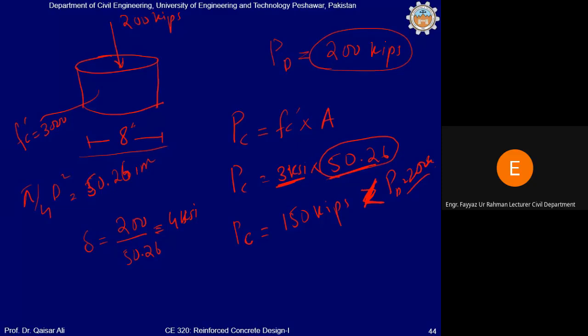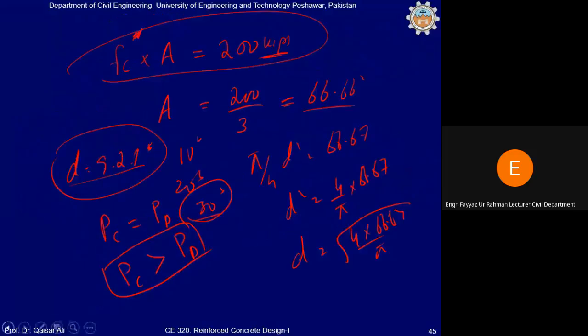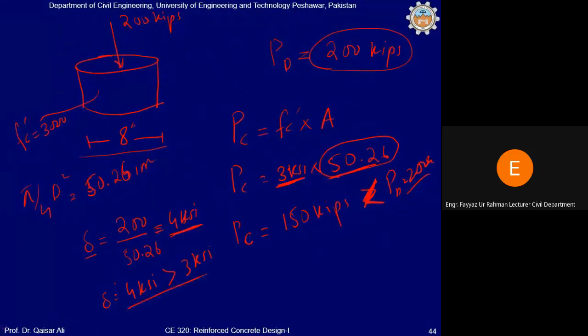Now the demand is given in the form of stresses. So I told you if the demand is given in the form of stresses, so directly you will compare it with the strength of the material. So now the stress is equal to 4 KSI, which is greater than the strength of the material, which is 3 KSI. So again, in this case, you can see that the member will fail for the given demand.